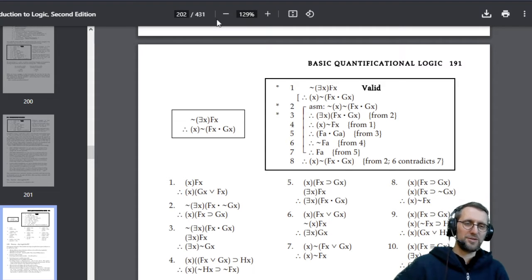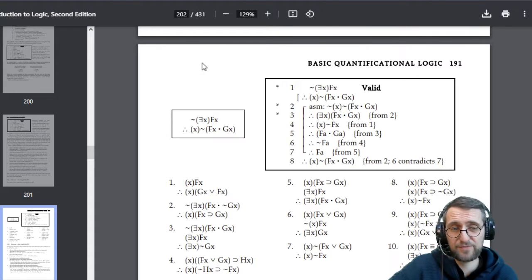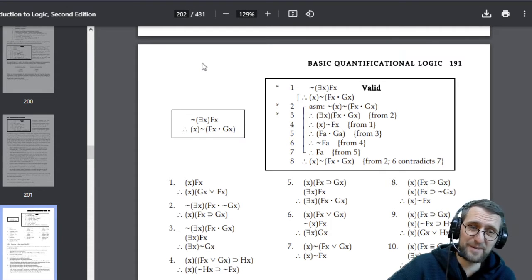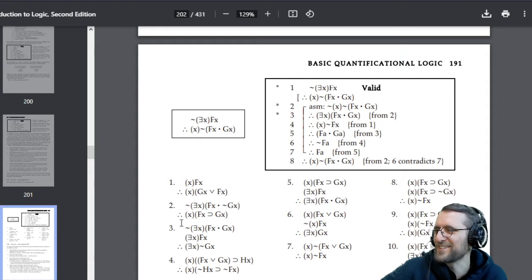So let's get back to the book of Gensler that we are reading as an introduction for studying it together. Please leave comments if I do something wrong. I most likely do something wrong, but this is the sense of this. It's not a perfect lecture. It's watching somebody who struggles with logic.